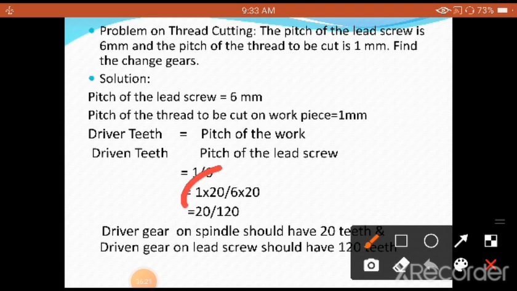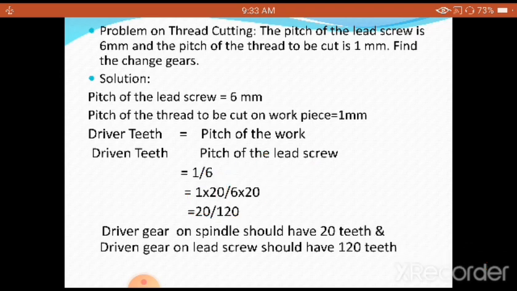So I have multiplied here 1 into 20 divided by 6 into 20. Why have I multiplied by 20? Because I have to get 20 divided by 120. Even if I multiply by 25, that is also correct. But that becomes wrong because the highest number of teeth available with us is 120 teeth.